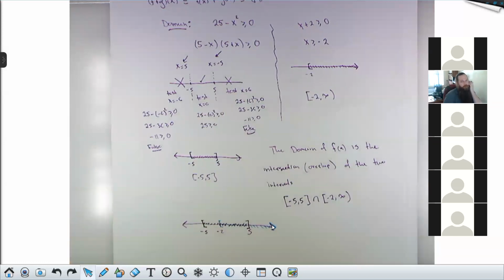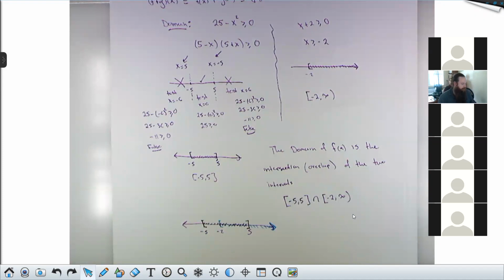And remember, I'm looking for the overlap. So this intersection is asking what's common to both of these. That's what this symbol means. You're going to take the stuff in here, the stuff in here, and see what is common to both of them. It's the middle of the Venn diagram.